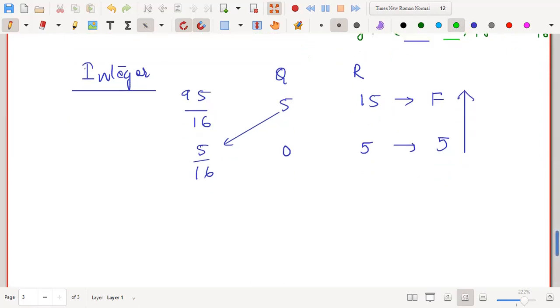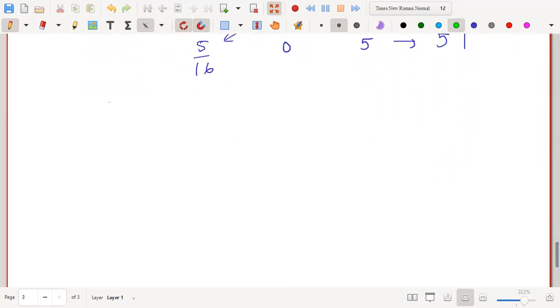Now let me go to the fractional part. Fractional is 0.5, isn't it? So for the fractional part, you have this 0.5. What will you do? You will just multiply this 0.5 by 16. Then what is the result? The result is 8.0.